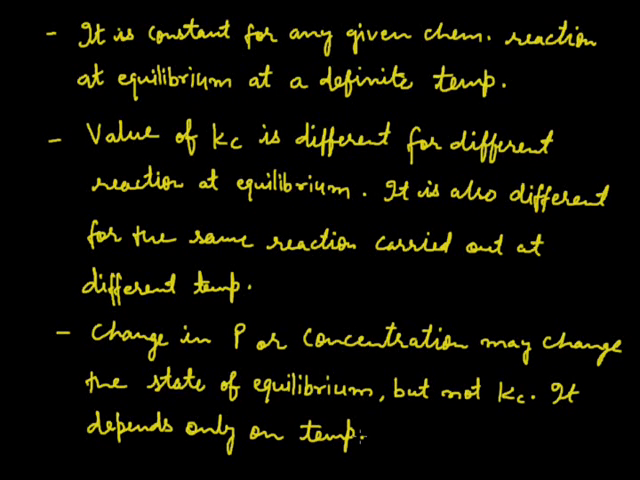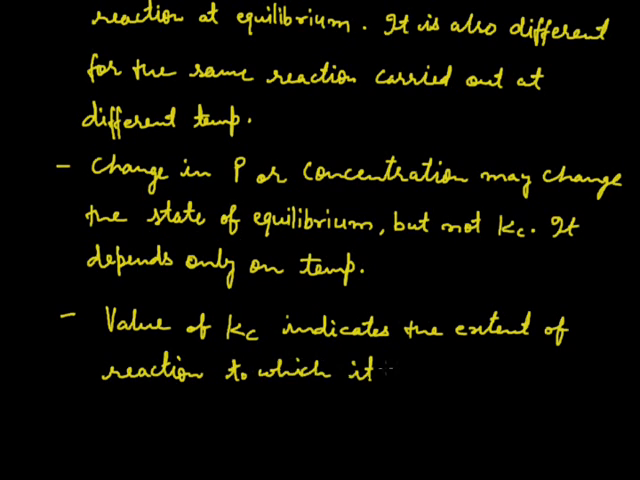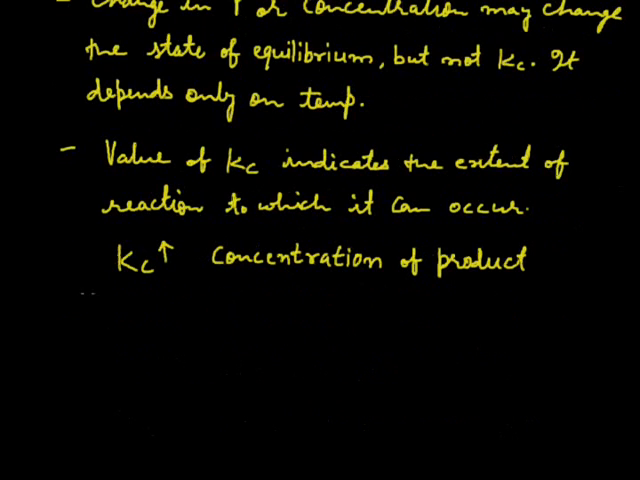The value of Kc indicates the extent to which a chemical reaction can occur. The larger the value of Kc for a particular reaction, the higher the concentration of the product formed. On the other hand, a small value of Kc indicates that the concentration of the product at equilibrium will be low.